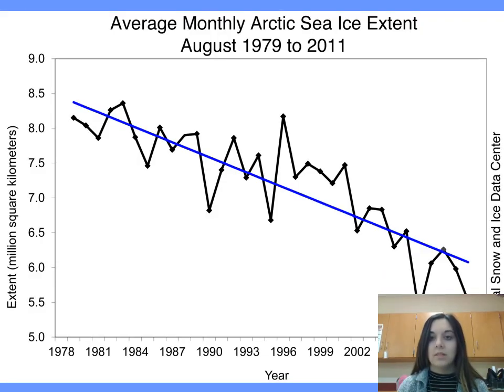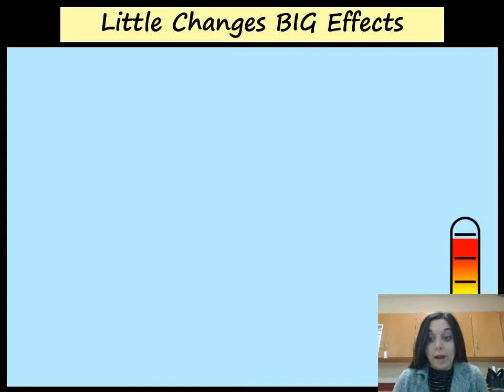Okay, Arctic sea ice extent. Okay, we're going from 1978 to 2011. Okay, you can see that the amount of sea ice is decreasing exponentially very fast. We're running out of time, so we'll stop here for today.